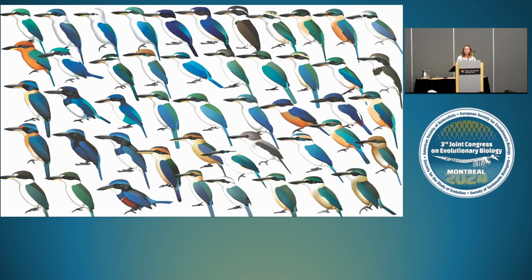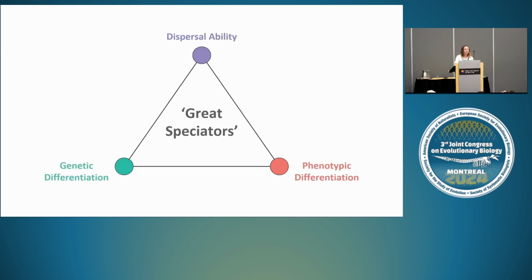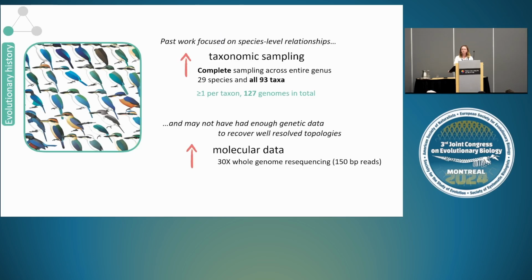So for this project, for my dissertation, I wanted to look at the entire genus's geographic variation and look at fine-scale patterns of trait evolution to delve deep into the processes underlying a genus of great speciators. So theory predicts that island populations of a great speciator will be genetically and phenotypically differentiated and walk a fine line of intermediate dispersal ability. So for this project, we did moderate coverage whole genome resequencing of every single subspecies in the genus. So that's all the taxonomic diversity.